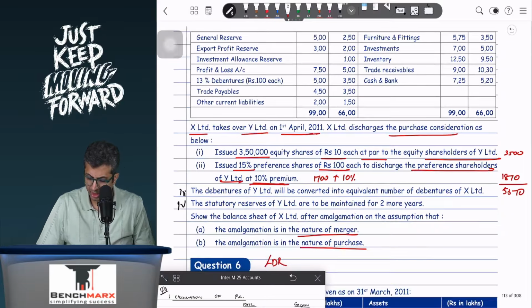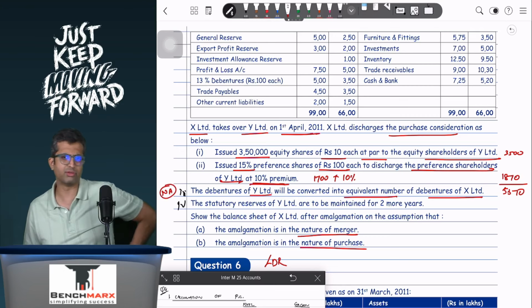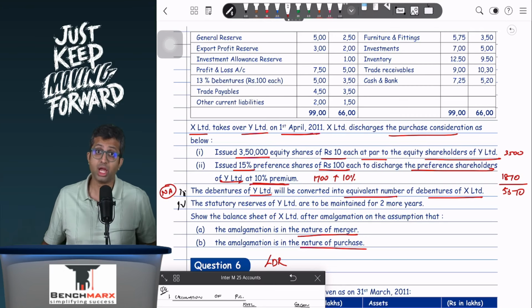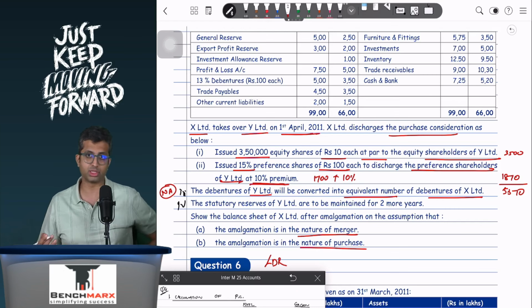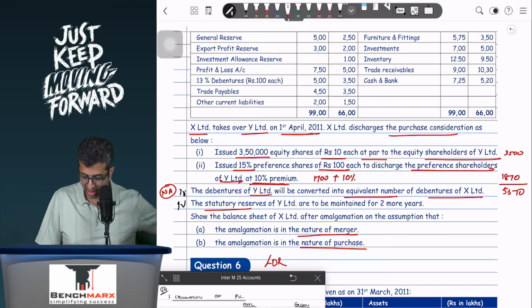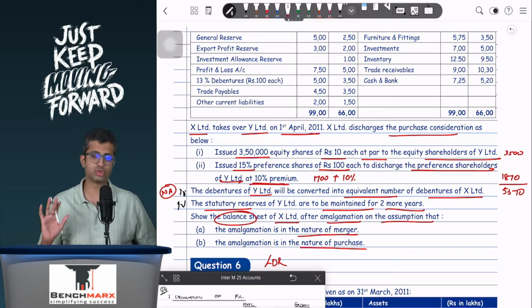Okay, the debentures of Y will be converted into equivalent debentures of X. So we were earlier conveniently removing it into net assets. Even over here it will be a part of net assets, but here if you have to prepare the balance sheet, you will have to consider even the net assets working. And the stat reserve of Y are to be maintained for 2 more years. You are required to show the balance sheet of X after amalgamation on the assumption that amalgamation is in nature of merger, and amalgamation in nature of purchase.